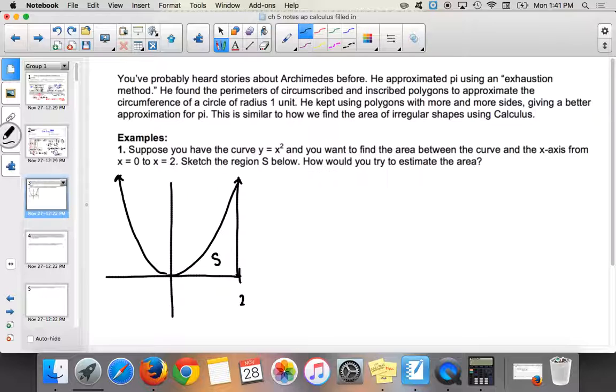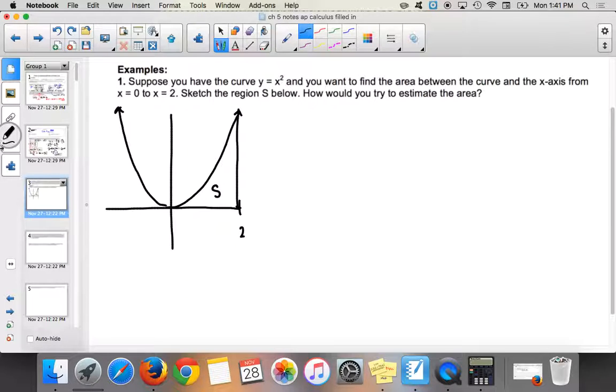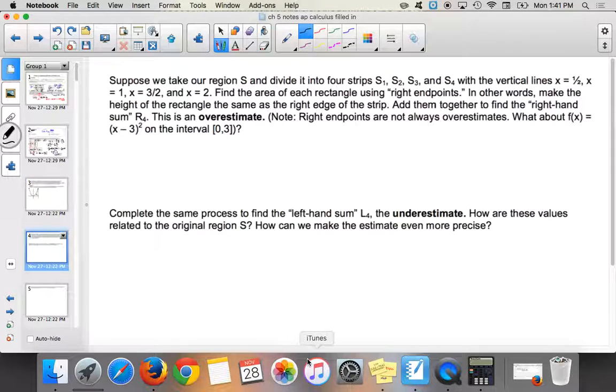So how would you try to estimate the area? So you could do different things. You could try triangles. You could break it into like little squares. You could do lots of different things. Do you guys remember what we used before? Yeah, we used rectangles. So that's what it says in this next one. It says divide it into strips.